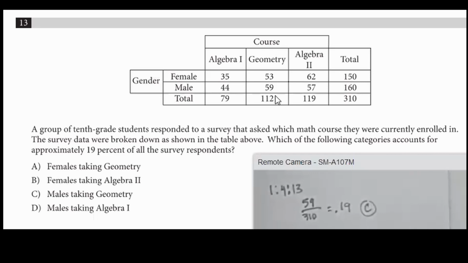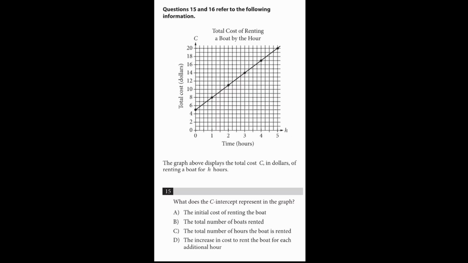Okay, for number 15, what does the C-intercept represent in the graph? Well, we're talking about the C-intercept here, so it won't be total number of boats, won't be total number of hours the boat is rented because there are no hours yet. And it wouldn't be D because there's no hours yet. So it's the initial cost because time is 0. So your answer is A for number 15.